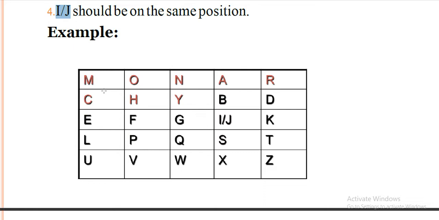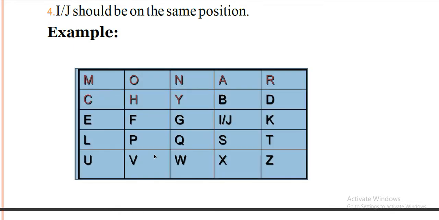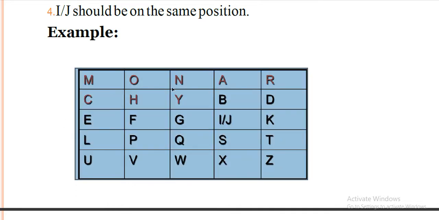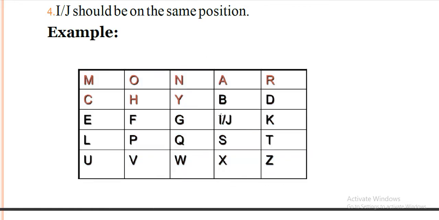So the example is that we have a 5 cross 5 matrix, this one, right? Over here we have a total of 25 boxes. If we write down A to Z, there is no space for the Z. For that purpose, just look at this, I and J are always put in the same box, and then we are able to cover 26 alphabets in 25 boxes.